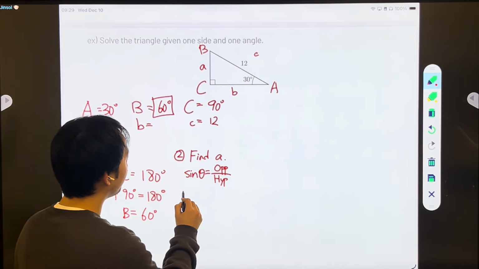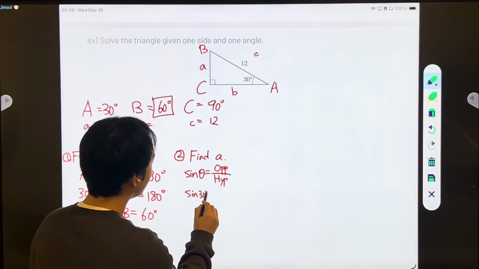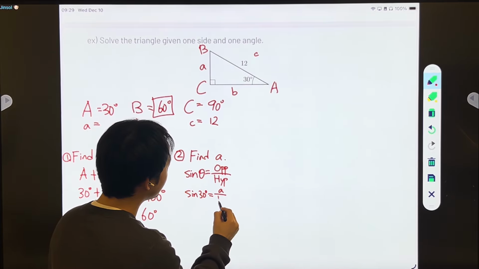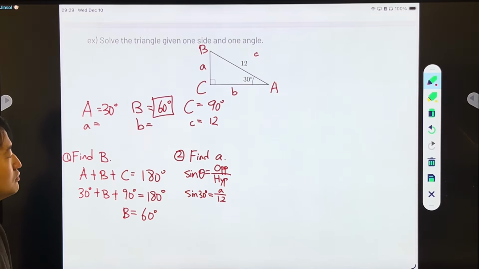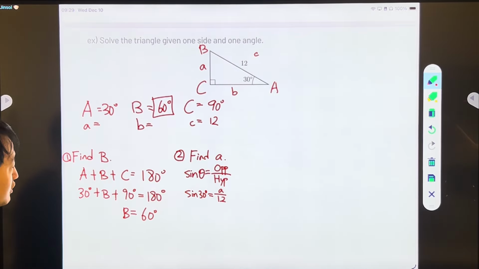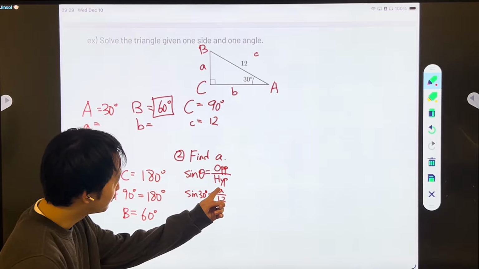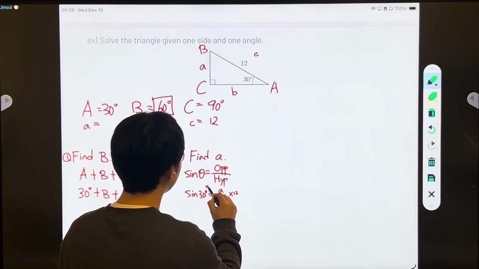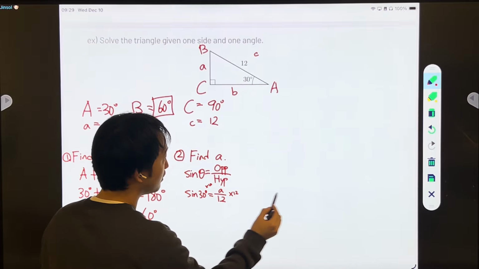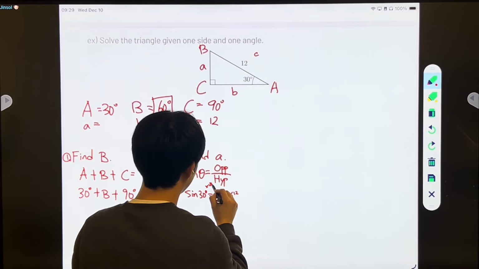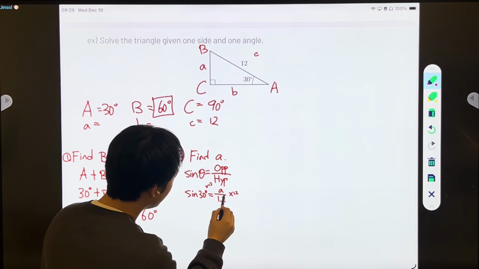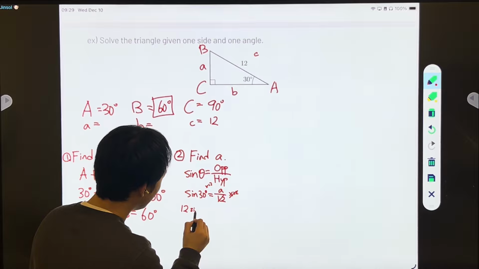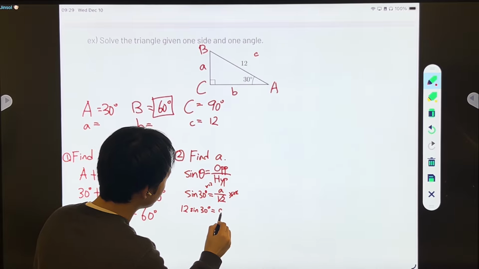So in this case, the sine of 30 degrees is equal to opposite, which is a, over the hypotenuse, which is 12. We just need to solve this equation. In order to isolate the variable a, I think we can multiply both sides by 12. So that's going to cancel out the divided by 12 and times by 12. So it's going to be 12 sine of 30 degrees equals a.